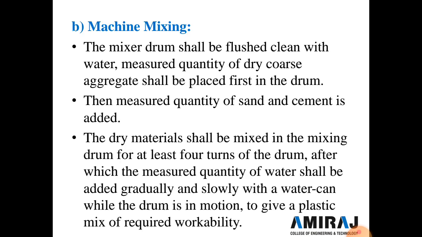And the second type of mixing is machine mixing. So the mixer drum shall be flushed and cleaned with water, and a measured quantity of the dry coarse aggregate shall be placed in the drum first, and the measured quantity of sand and cement is added. The dry material shall be mixed in the drum for at least 4 turns of the drum, after which a measured quantity of water shall be added gradually and slowly with a water can while the drum is in motion to give a plastic mix of required workability.